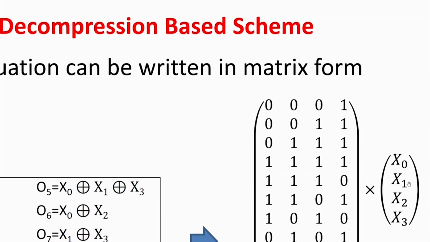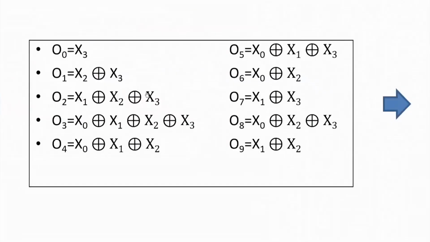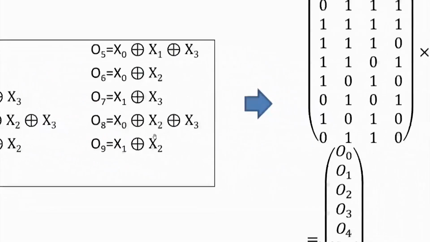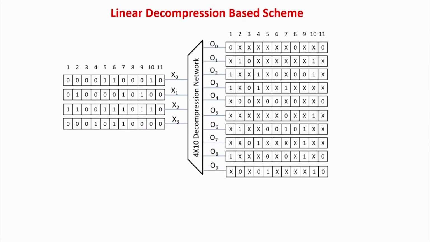So it is x0 is 0, x1 equal to 0, x2 is also equal to 0, x3 equal to 1. So x3 is equal to O0. So that is the first equation. Similarly you can do it. Whatever is XOR over here is generally taken as AND in the matrix. This is a simple matrix representation.